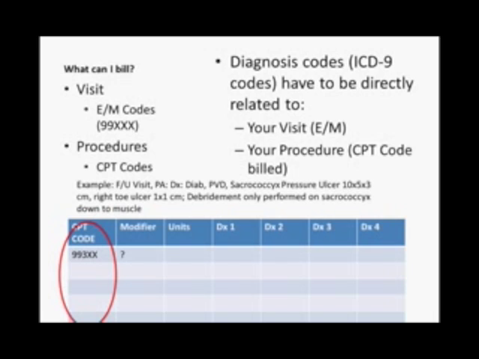So you have to determine what are going to be my CPT codes. Well, we know that there's definitely a visit code and there's a follow-up code instead of a new visit. And we know that there is a pressure ulcer debridement that was done to the sacrococcyx. So I know that I will have an evaluation code and a procedure code. Now next you have to determine, do I need a modifier? And we will discuss modifiers in a different training, but you need to determine here, do I need a modifier? How many units for each of the CPT codes?